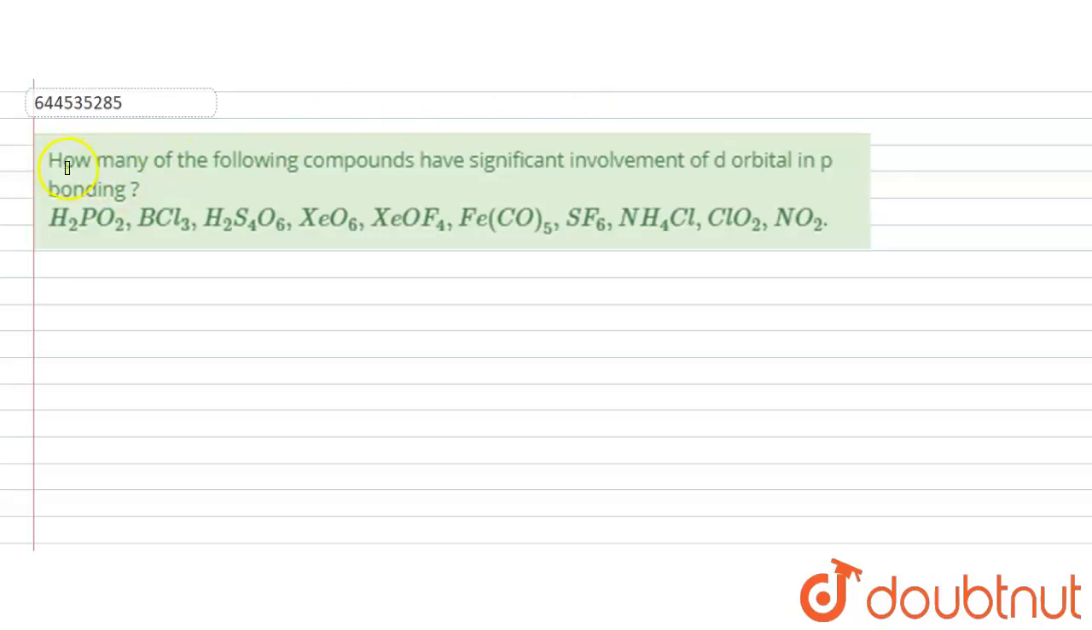Hello everyone. So let's see this question. In this question it is given, how many of the following compounds have significant involvement of d orbitals in pi bonding? So let's draw each and every structure one by one.